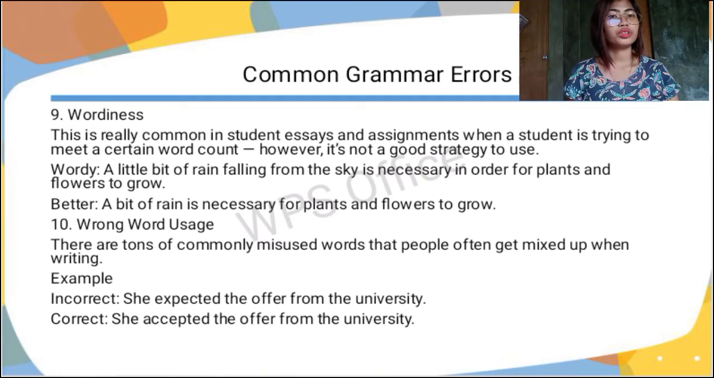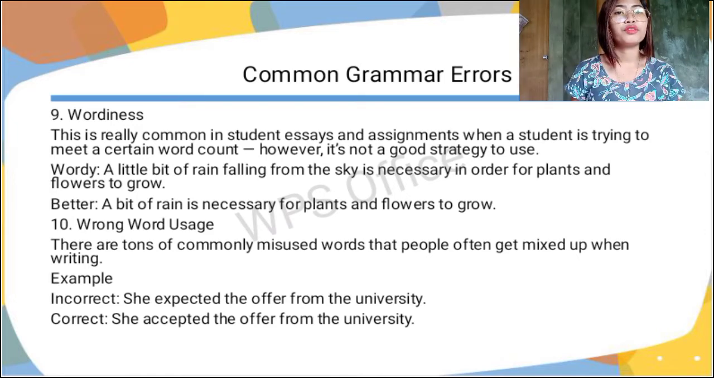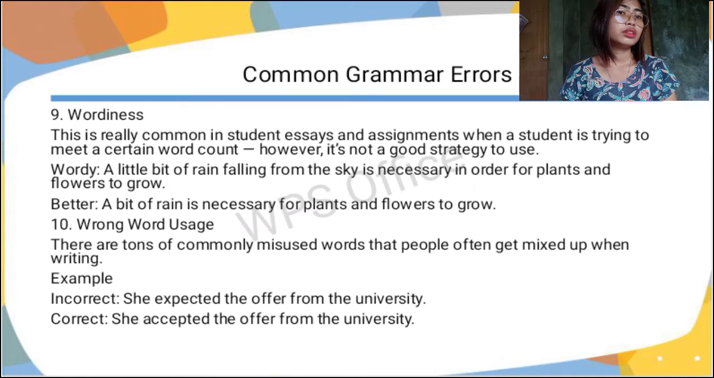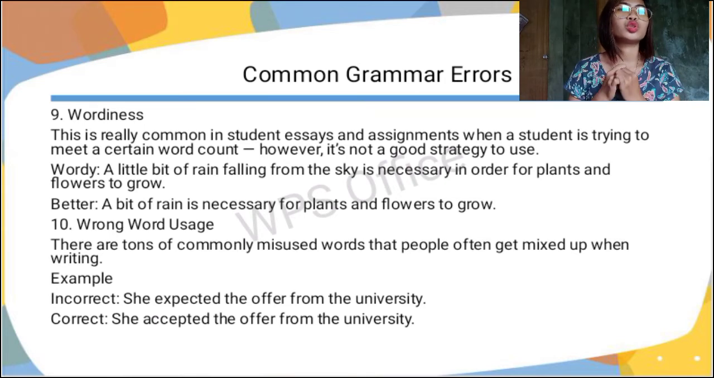Next is wordiness. This is really common in student essays and assignments when a student is trying to meet a certain word count. However, it's not a good strategy to use. For example, the wordy sentence is, a little bit of rain falling from the sky is necessary in order for plants and flowers to grow. And a better sentence is, a bit of rain is necessary for plants and flowers to grow.